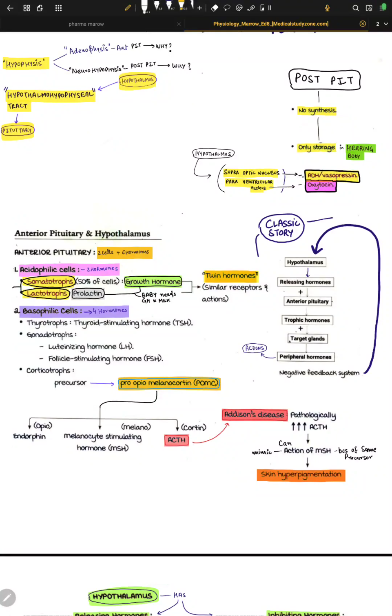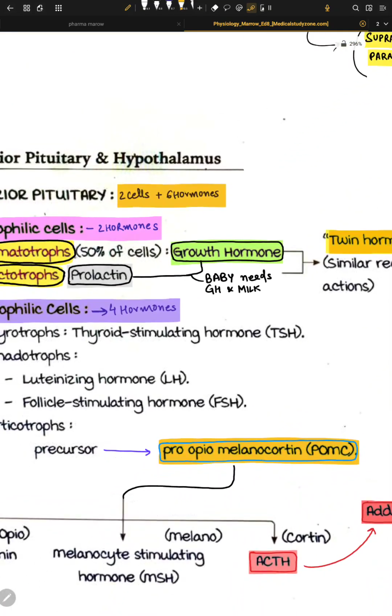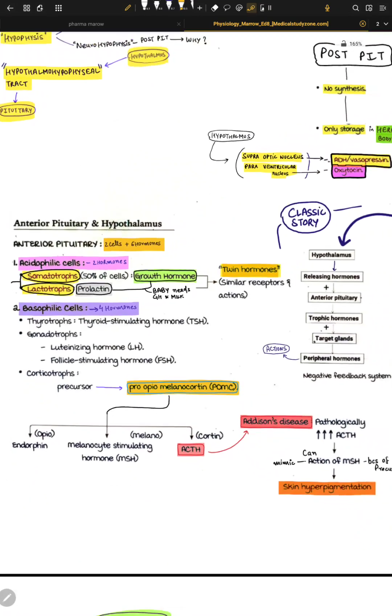Let's talk about two hormones today. The first hormone that we're going to talk about is growth hormone, and the second one is prolactin. Both growth hormone and prolactin are twin hormones. It means their receptors and actions are quite similar. I remember them as: baby needs growth hormone to grow, and it needs milk from his mom or her mom.